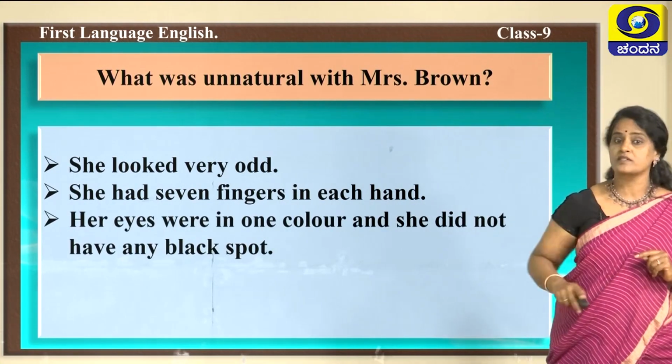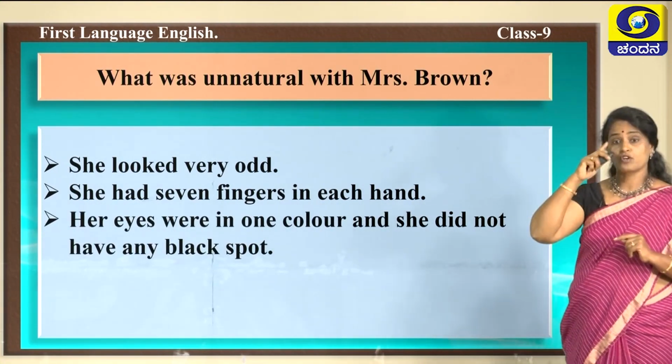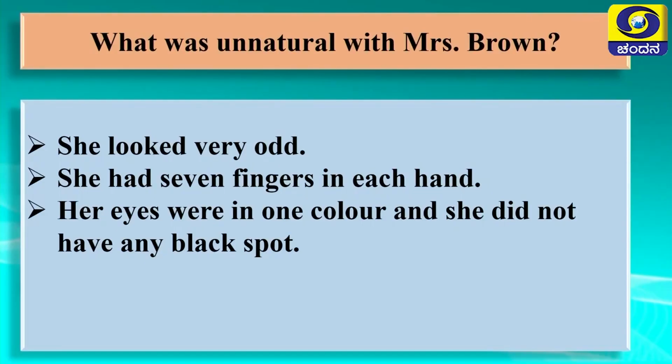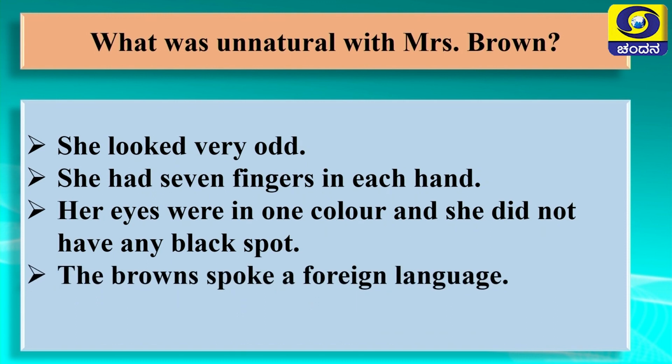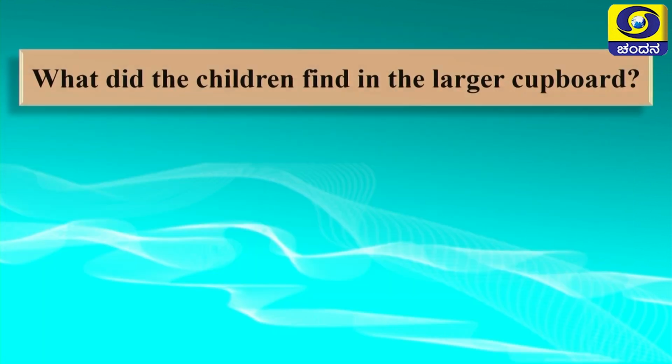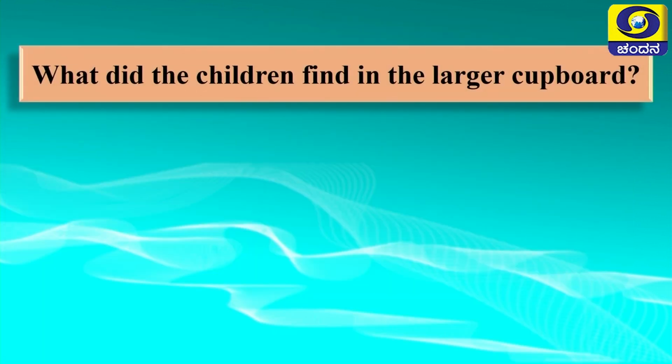And do you know how her eyes were? Yes, they were of one color. The black spot was not there. It all looked as one single white color. Okay? And the Browns, they spoke a foreign language. Right? And children, I want you to answer the next question.